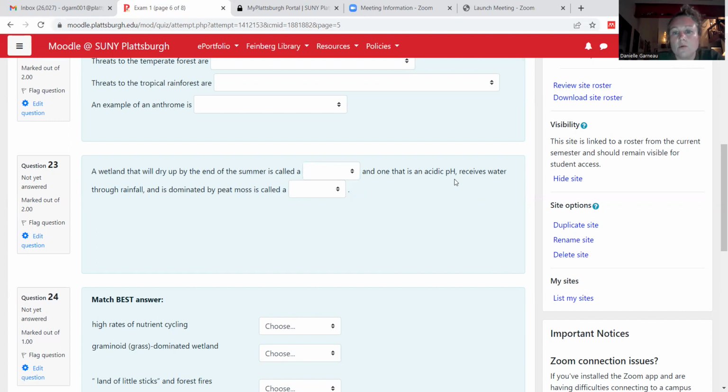And then we want to know what wetland is very acidic, receiving water through rainfall, it's like peat moss mostly. And we know that that's probably going to be either a fen or a bog. And the bog gets its moisture from rainfall, whereas the fen has kind of an inlet and outlet source.